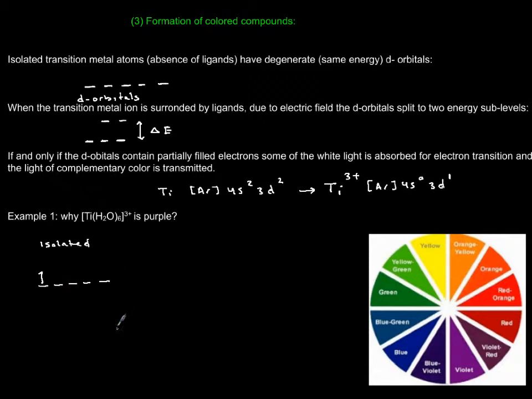Now white light comes through, and white light is a mixture of ROYGBIV, all the colors. So when we put it next to a ligand, this is what happens. It will split into 2. The electron's still down here, so this is when a ligand has approached.